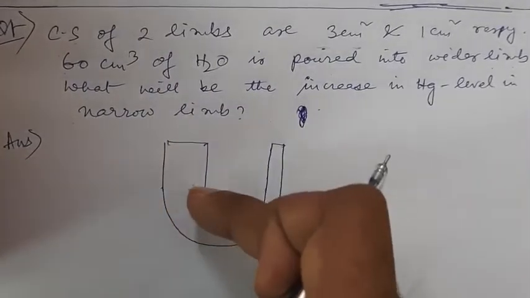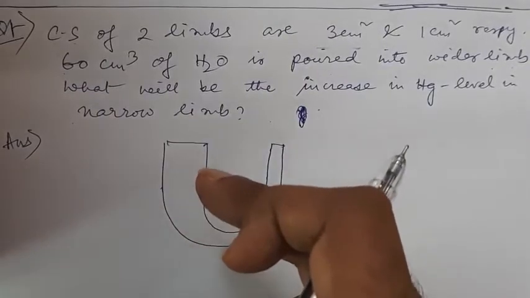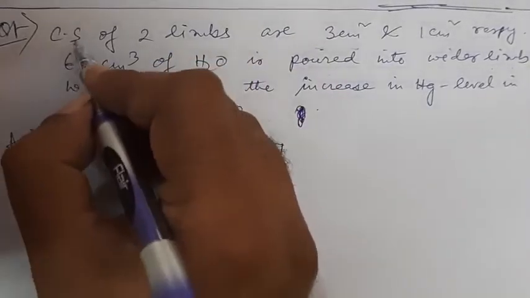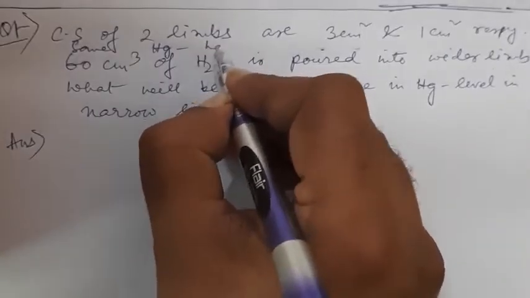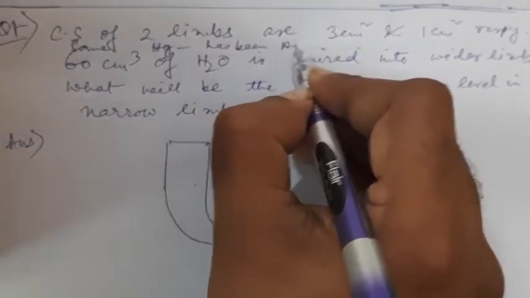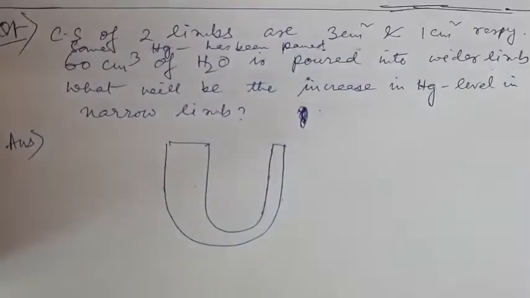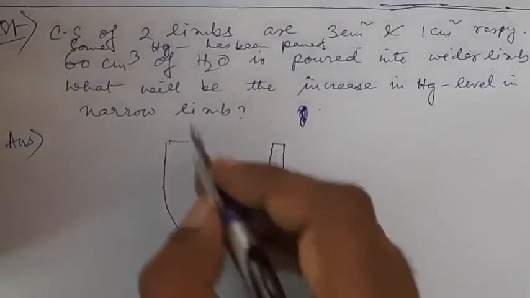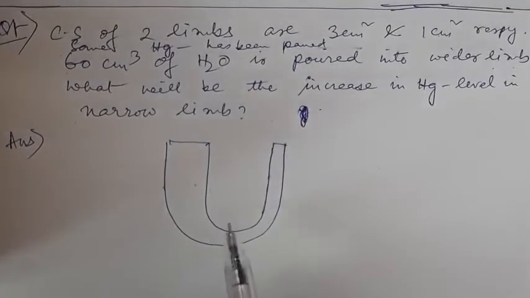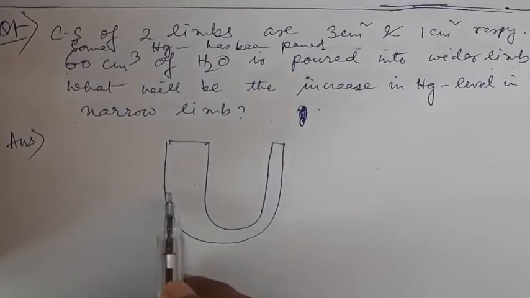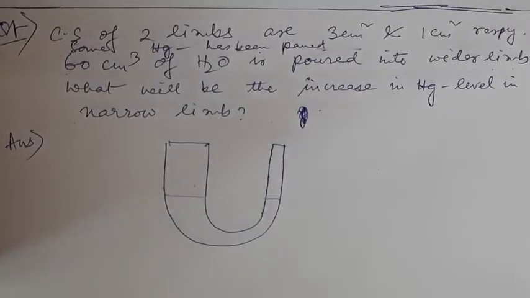First, I think I have missed out a point. Some mercury has been poured. So the mercury column at first was supposed to be like this.